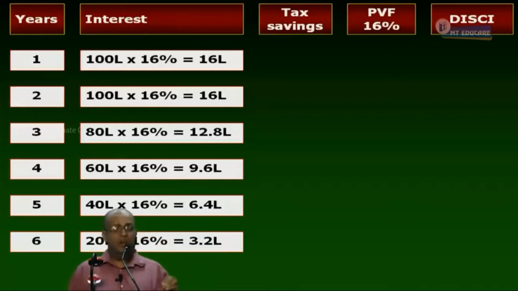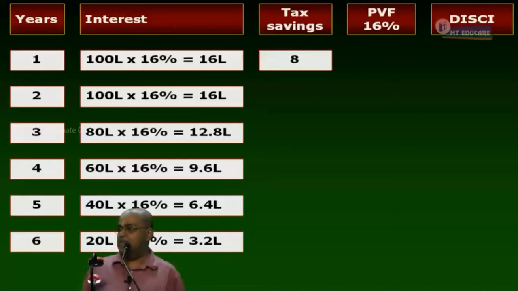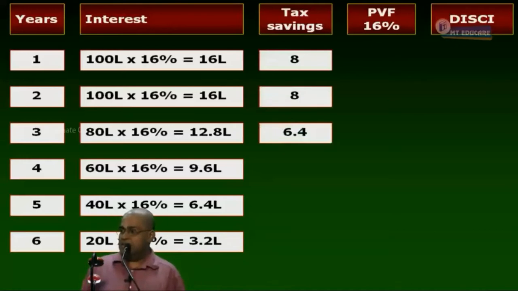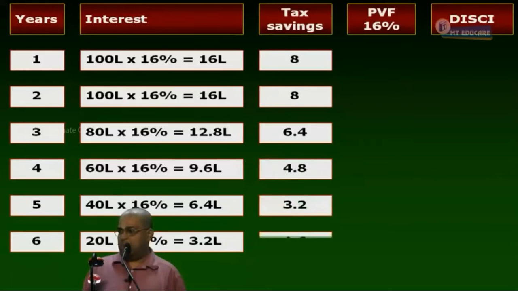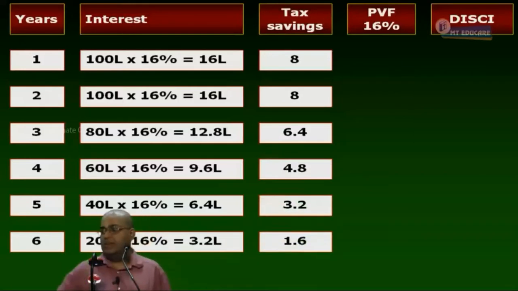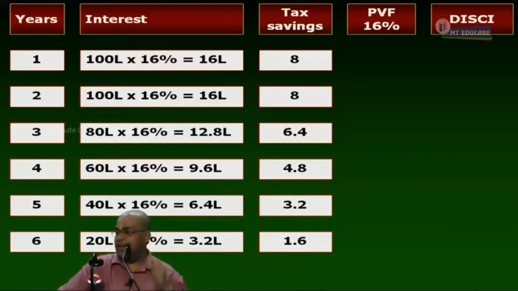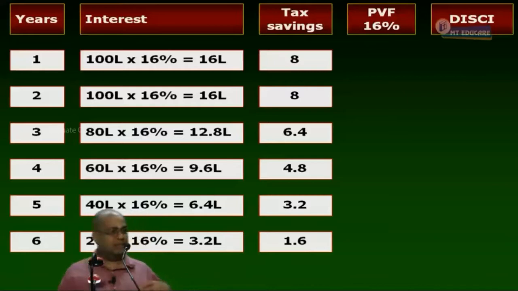Now, on this, how much income tax is given? 15% tax. What is the tax saving? 8 lakhs, 8 lakhs, 6.4, 4.8, 3.2, 1.6. All are in lakhs. You can write 8 lakh, 8 lakh, 6.4, 4.8, 3.2 and then 1.6. Can I proceed?